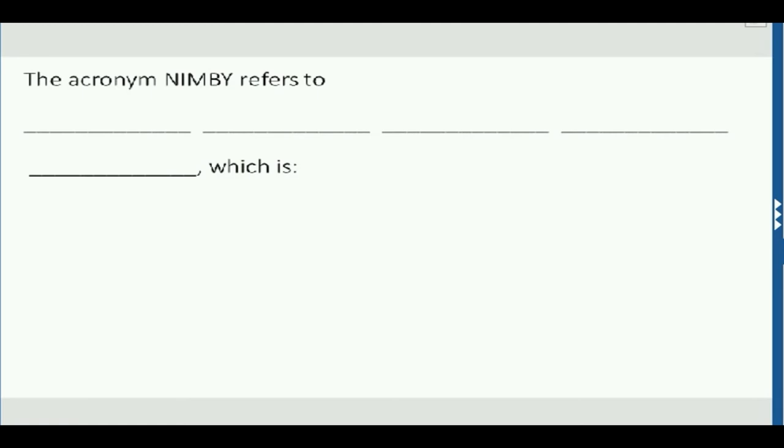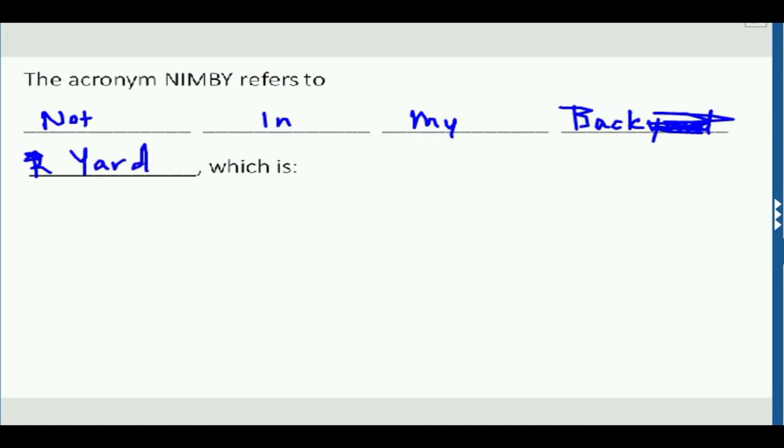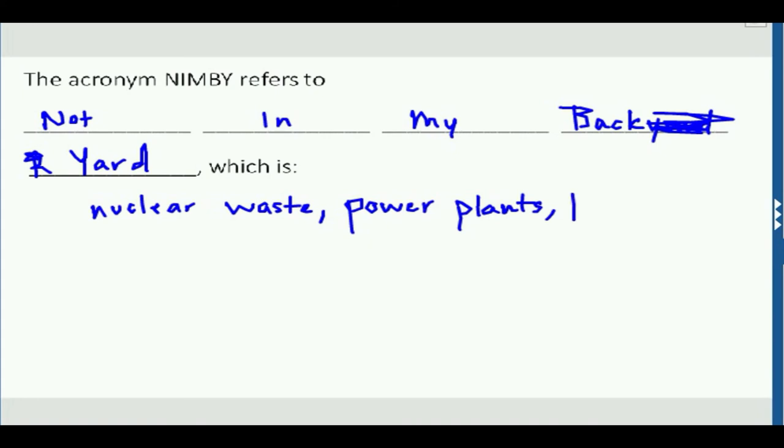The acronym NIMBY refers to not in my backyard. The first time I heard about this was about nuclear waste facilities. It refers to nuclear waste facilities or power plants, or landfills, and it's basically people don't want these near their homes, but they have to be somewhere.